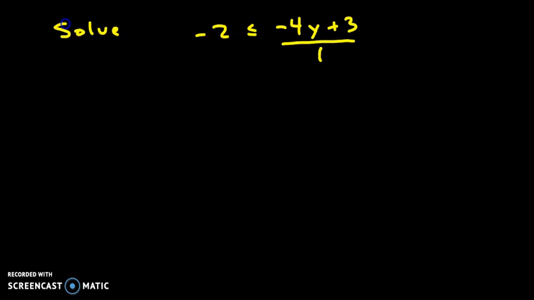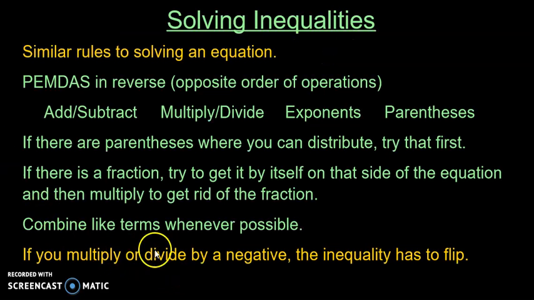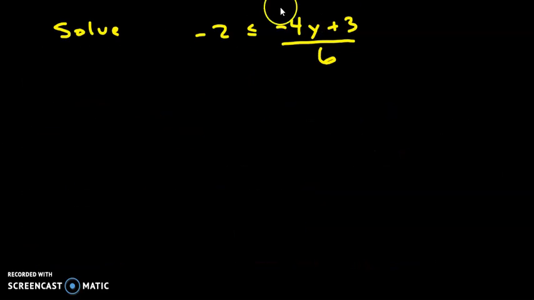Let's look at a multi-step solving problem. So let's say we have negative 2 is less than or equal to negative 4y plus 3 over 6. Again, I'm kind of ignoring that inequality there unless I'm dealing with a negative number that I have to multiply or divide on both sides. Okay, so for right now, I'm just taking a look at how do I get the y by itself.